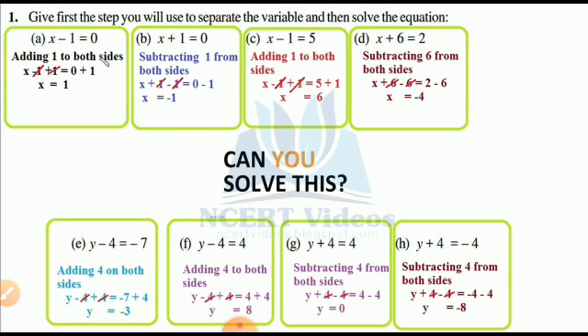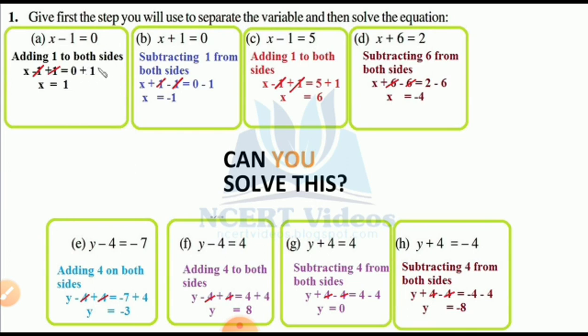So we have to keep only the variable on the left side. The remaining things we have to remove by adding, subtracting, multiplying or dividing. Easy? Correct.